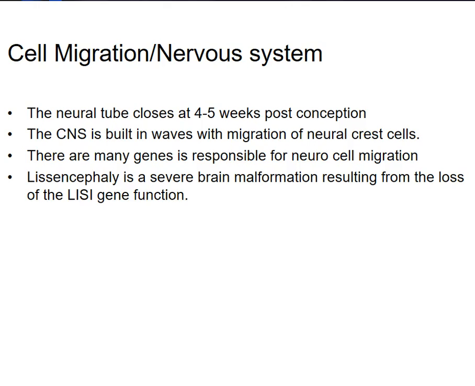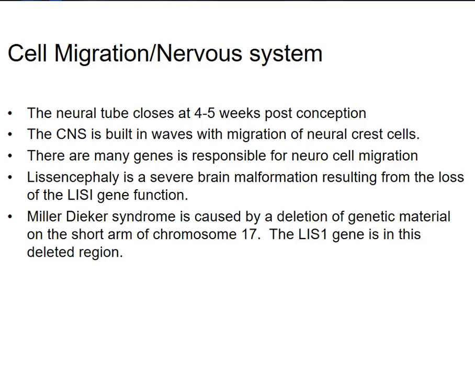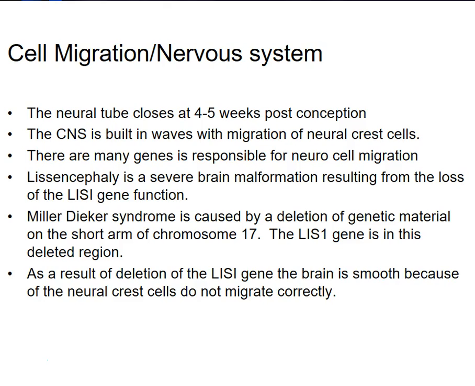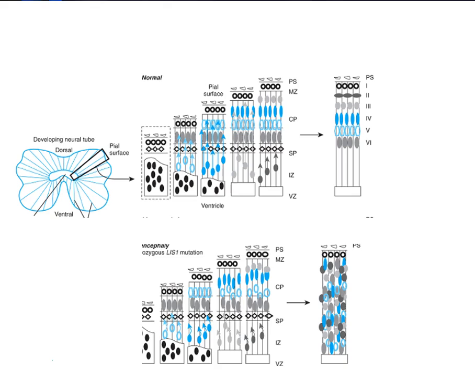Holoprosencephaly is a very severe brain malformation resulting from loss of the LIS1 gene. Miller-Dieker is caused by a deletion of genetic material on chromosome 17. The LIS1 gene is in the area that's deleted. As a result of the deletion of the LIS1 gene, the brain is smooth because the neural crest cells are not migrating correctly. So here we have normal migration of all the different types of cells. And here we have Holoprosencephaly. All the cells are rather jumbled and they don't migrate correctly.